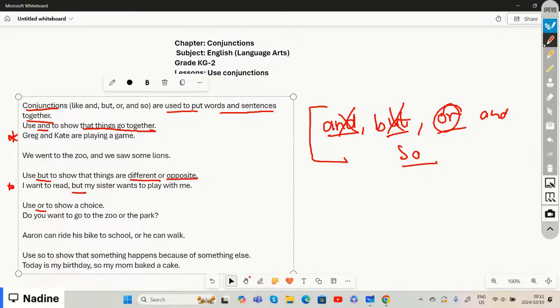it says, do you want to go to the zoo or to the park? So, do you want to go to the zoo or the park?